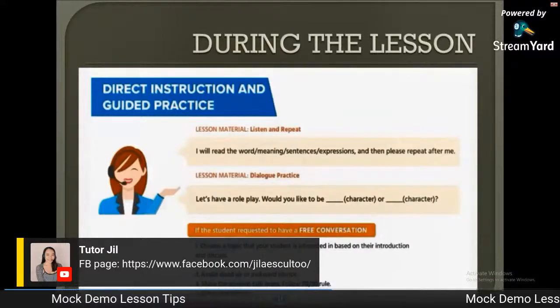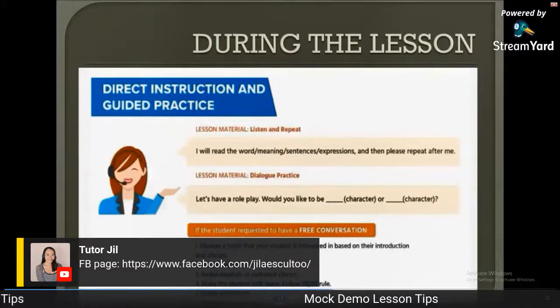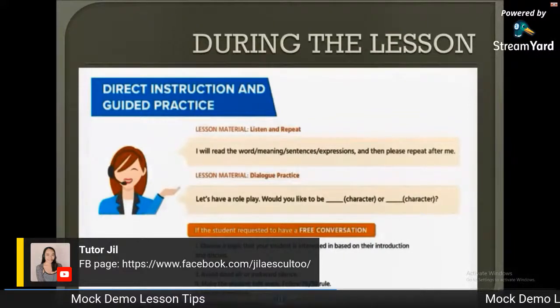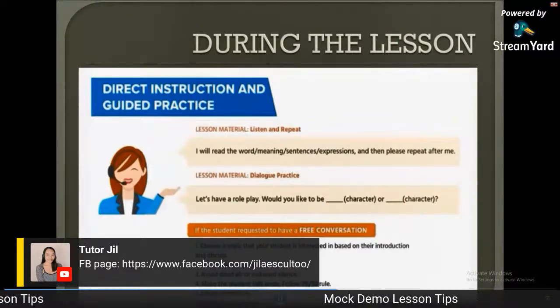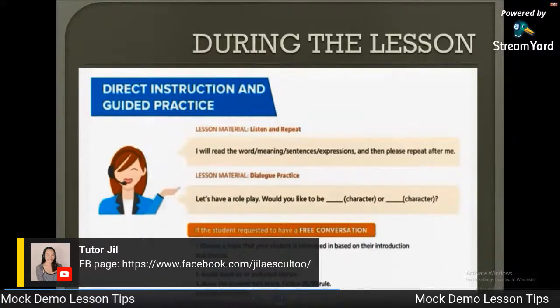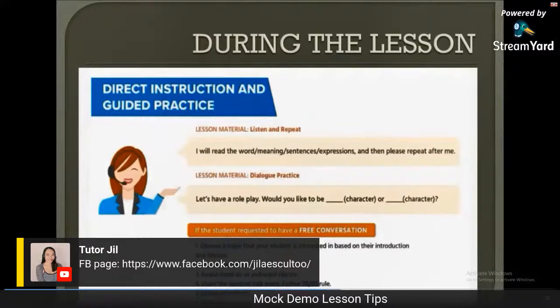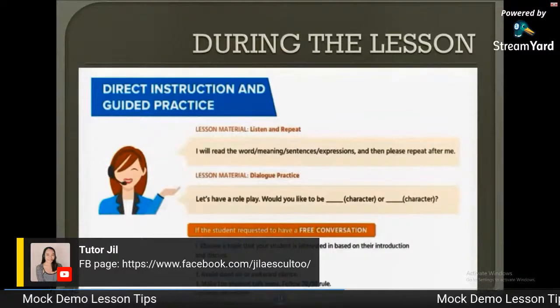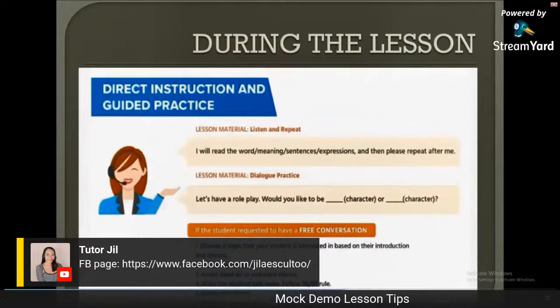Number 2, ask follow up questions. So, in order for your class to be conducted, you need to ask follow up questions that are again related to their hobbies or interests. Number 3, since this is a free conversation, please avoid dead air or awkward silence. Number 4, make the student talk more. Follow the 70/30 rule.